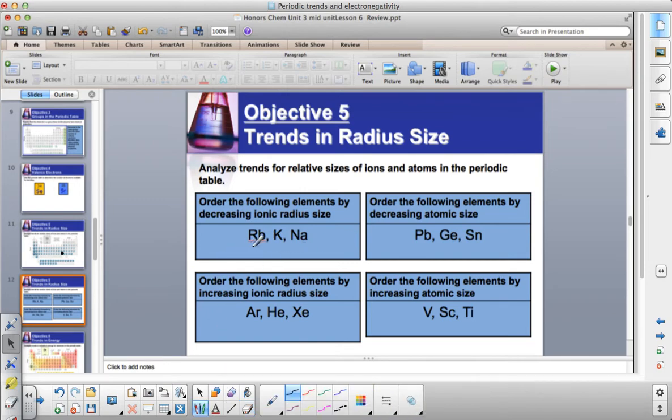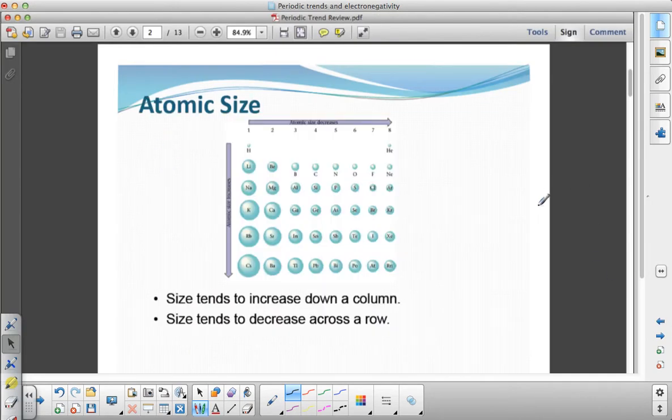So let's go and look at a couple elements here and see if we can order these correctly. You can do some of these on your own if you want. We'll just do this first one here together. We'll look at rubidium, potassium, and sodium. Let's go back to this page. So here's rubidium, and here's potassium, and here's sodium. It wants decreasing order. Okay, so we need to start with the biggest and move down. So if we had to order these, we would put rubidium first, followed by potassium, and then sodium would be last because we are going to decreasing. We're starting with big and we're decreasing as we go down.